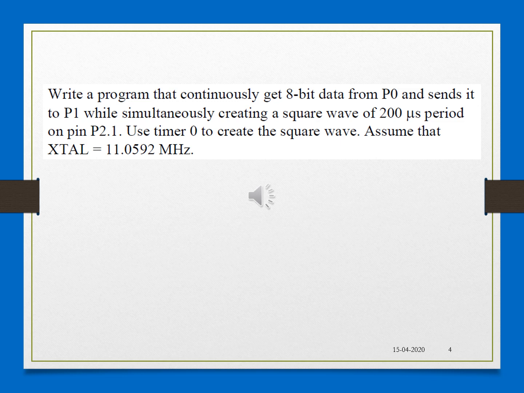Now what does it mean? You have to use a timer to generate this delay. So use timer 0 to create the square wave. They have mentioned that timer 0 is used to create the square wave. Assume the crystal frequency of the system is 11.0592 megahertz. Let's observe what happens here.